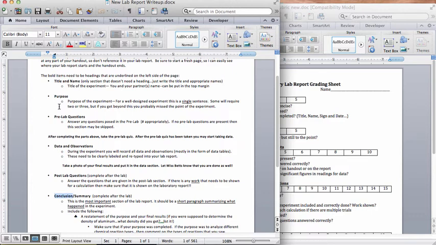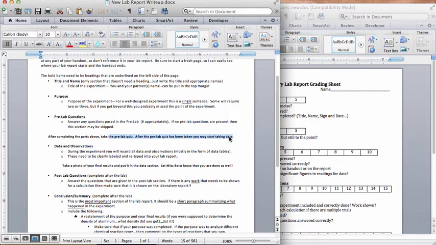Then you'll do your pre-lab questions. Some labs have pre-lab questions, some don't. If they don't have any, you just skip it. So you do basically those things: read through the procedure of your lab, and then you take your pre-lab quiz. After you take your pre-lab quiz, you start taking data.